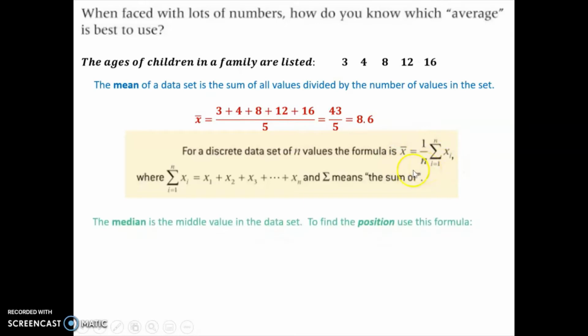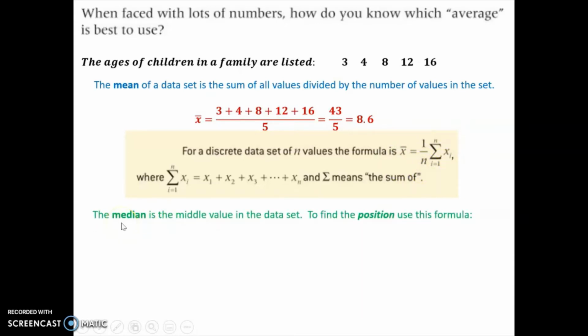All right, next, let's look at the median. Median is another common way to find an average or a middle of a data set. And the median is the middle value. It literally means the middle value in a data set. To find the position of the median, we're going to use this formula. The median position is found by doing n plus 1 divided by 2. That means the number of data points in a data set plus 1 divided by 2.